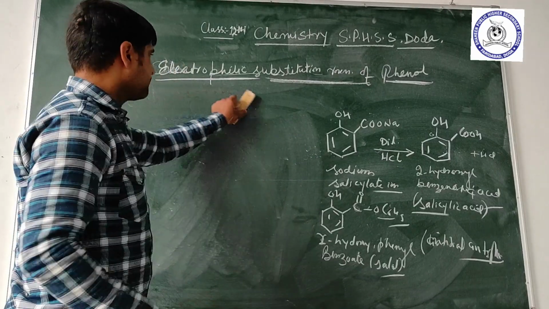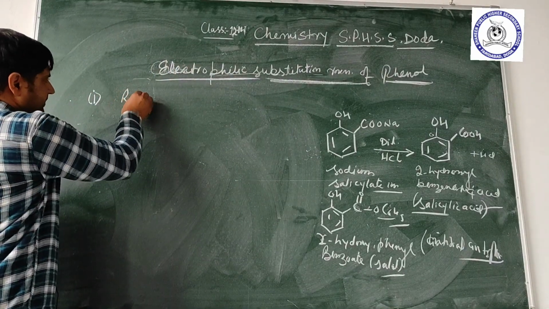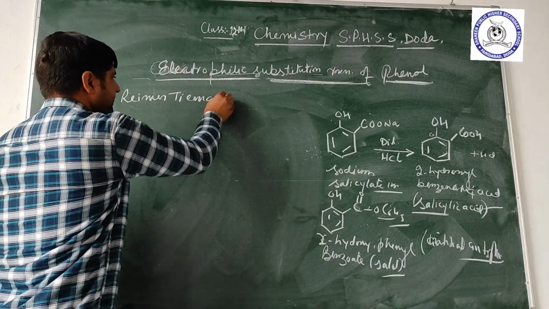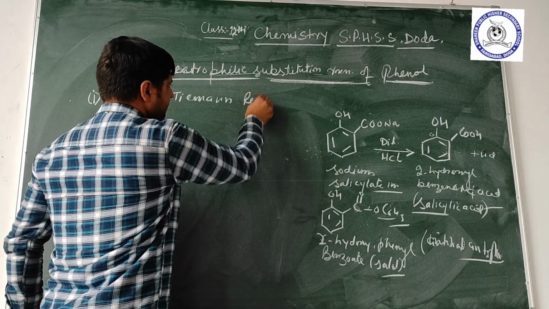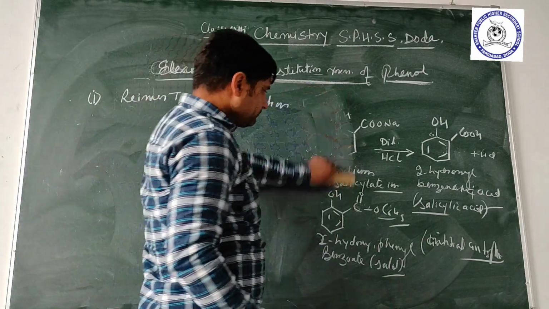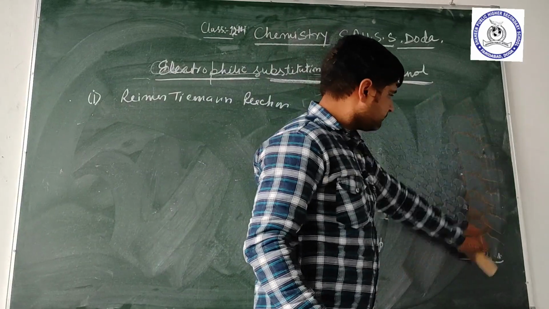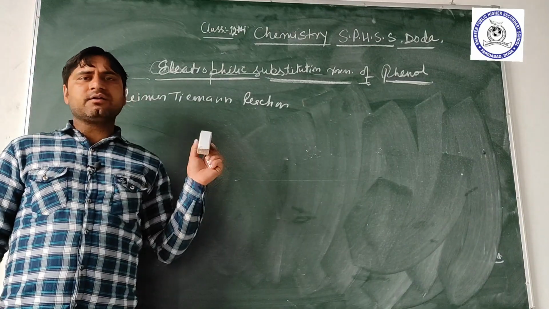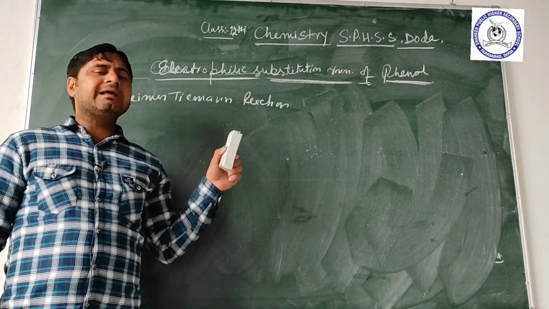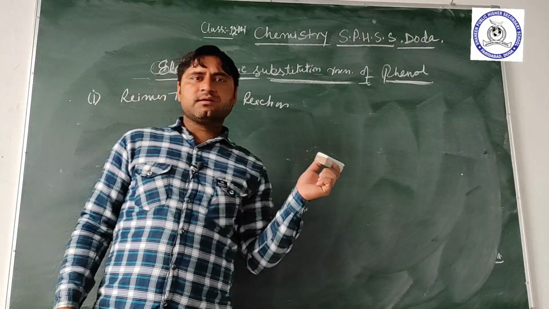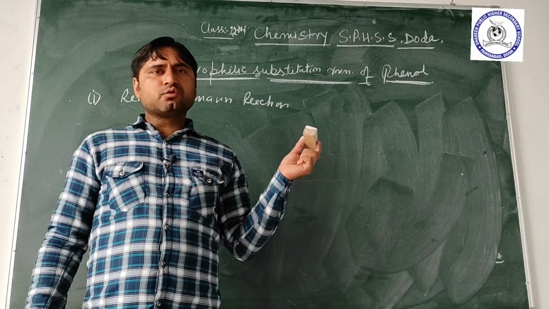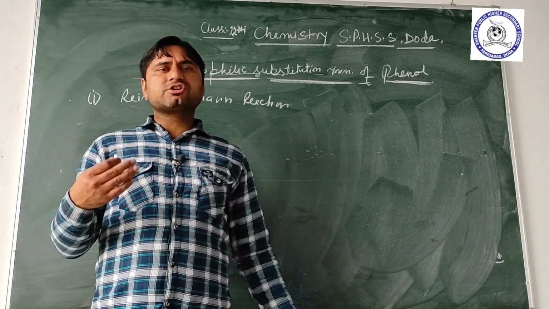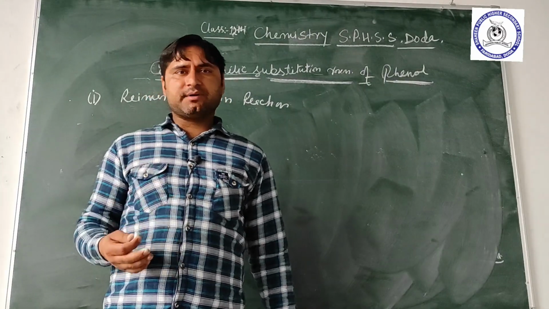The next one is Reimer-Tiemann reaction. What is Reimer-Tiemann reaction? In this reaction, phenol is treated with chloroform in presence of base to form 2-hydroxybenzaldehyde as the major product. The reaction is called Reimer-Tiemann reaction.